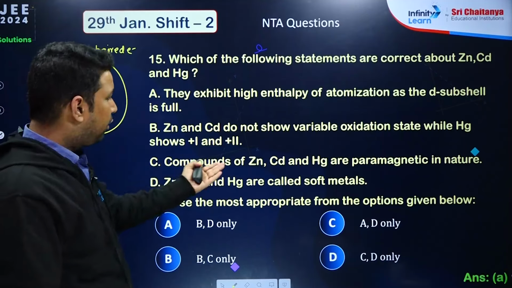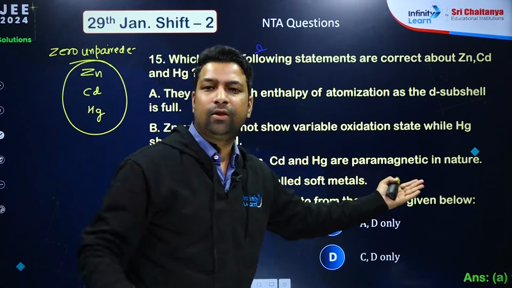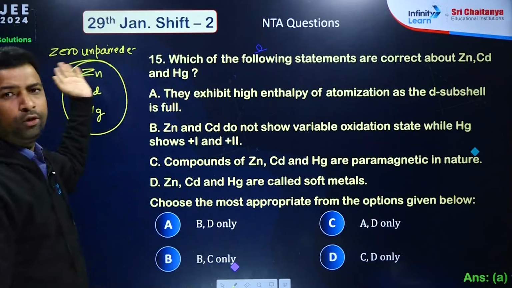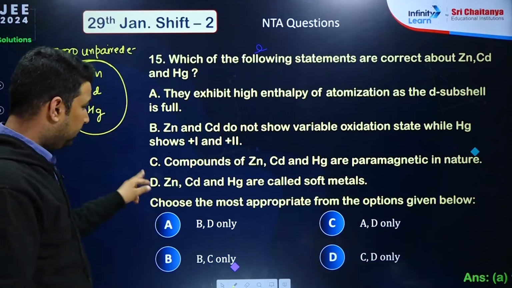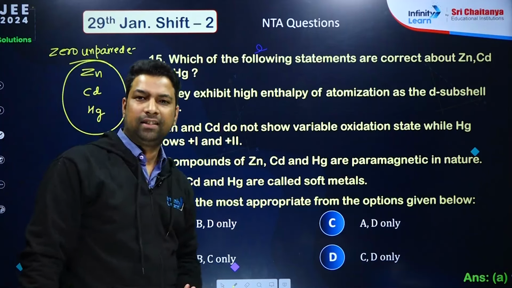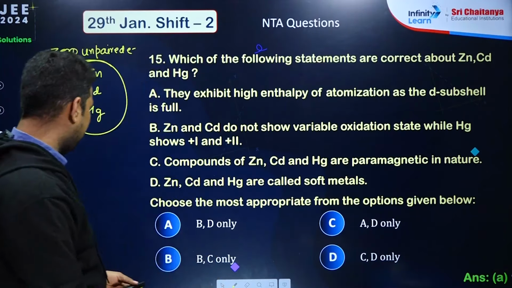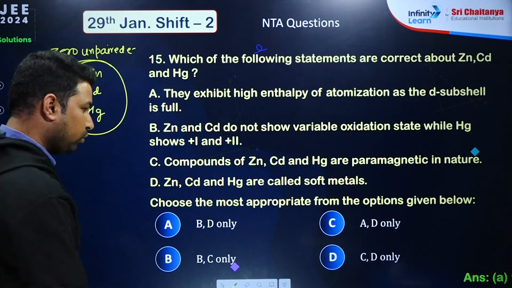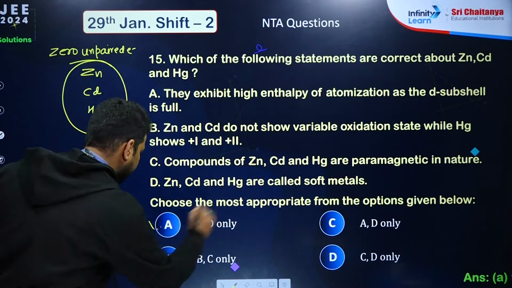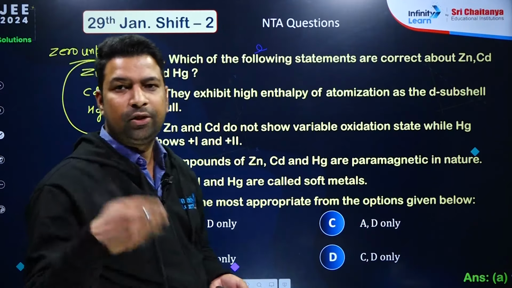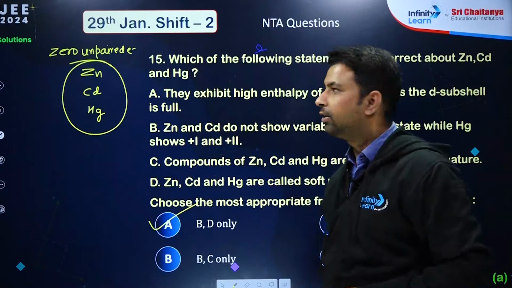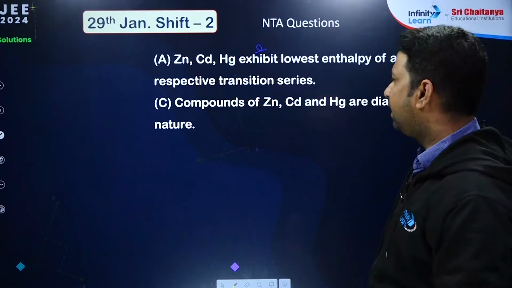C. Compounds of zinc, cadmium, mercury are paramagnetic in nature. No, they have completely no unpaired electrons. So they will always be diamagnetic. C is incorrect. Zn, Cd, Hg are soft metals. Yes, it is correct. So only A, B and D are correct. So your option is A. A will be your answer. This question was based on simple properties of the d-block elements. Okay. So these are the correct answers.